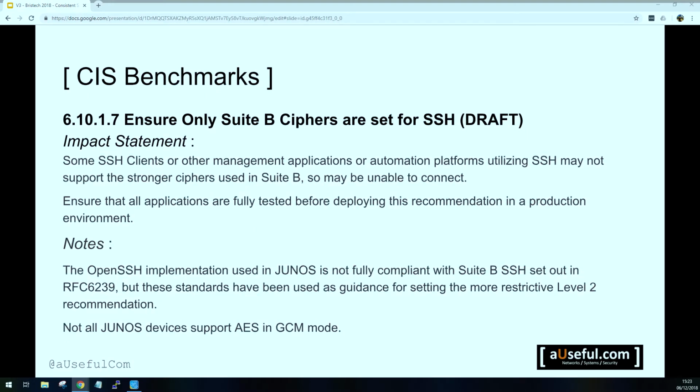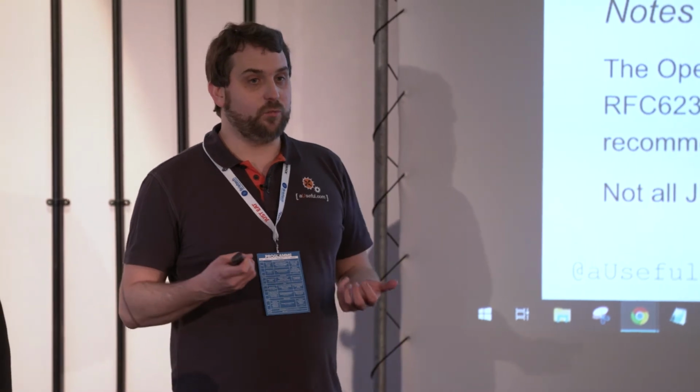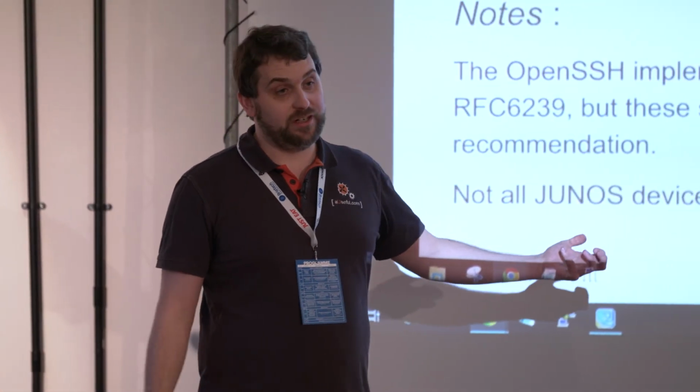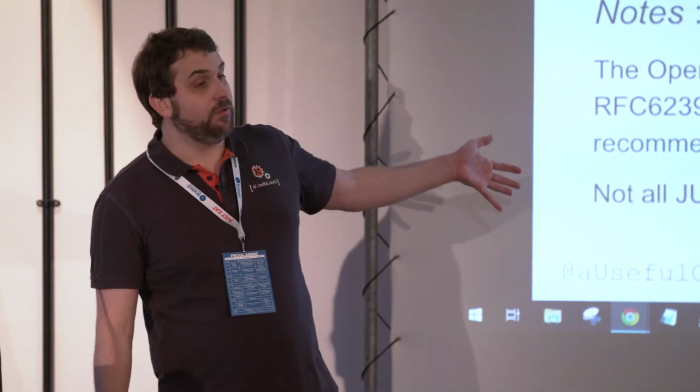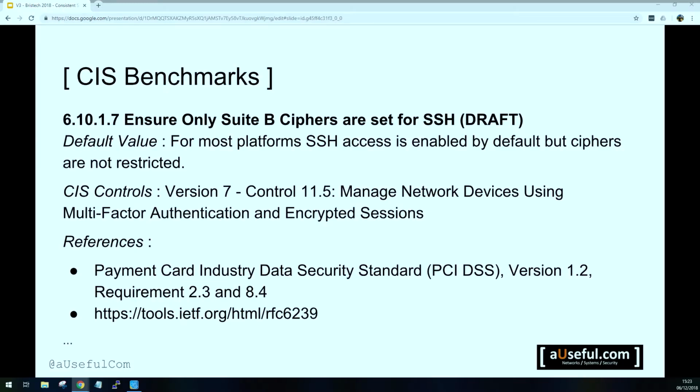The one other thing that's of interest there is, again, I said before that some Junos devices don't support AES in Galois counter mode, which means some devices can't implement this level 2 recommendation. So if you're an organization where security is that paramount that you should be deploying level 2, this might mean that it's serious enough you need to throw that device away and replace it with one that does support it. Beyond that, a level 2 recommendation has the same things as a level 1. So we're going to give you information about the default state, the CIS controls that it maps to, and some external references like the RFC or the relevant PCI DSS recommendations.